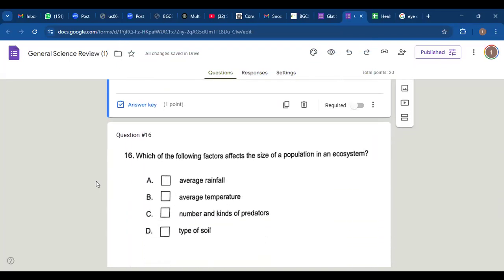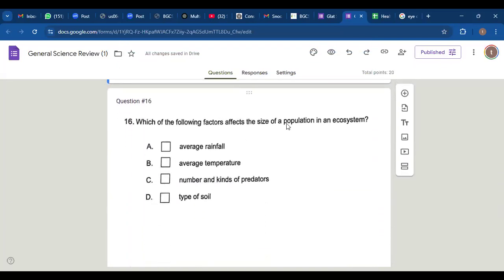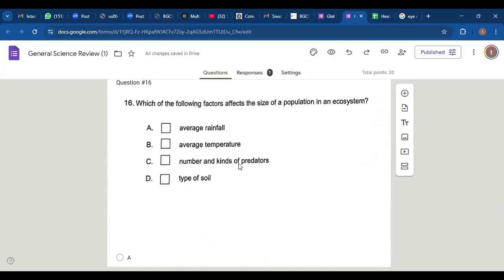Number 16. Which of the following factors affects the size of a population in an ecosystem? Is it average rainfall, average temperature, number and kinds of predators? C. Number and kinds of predators.